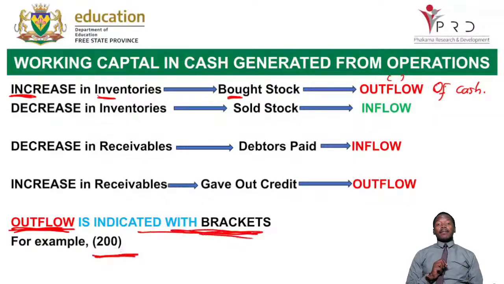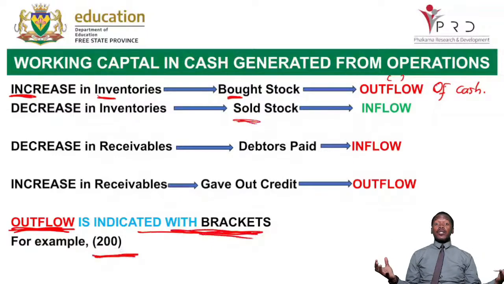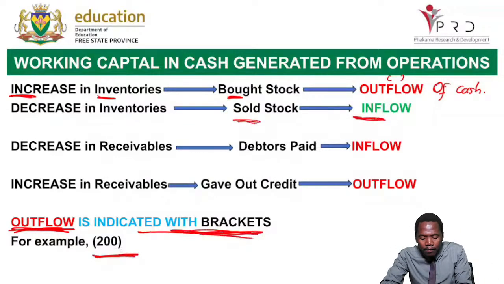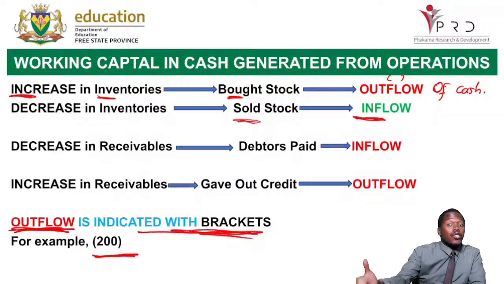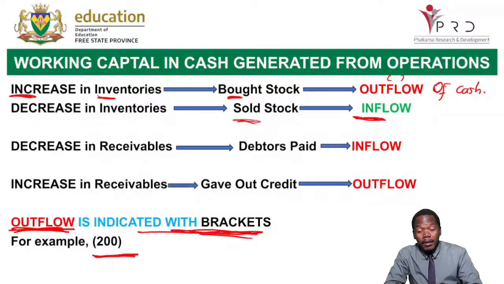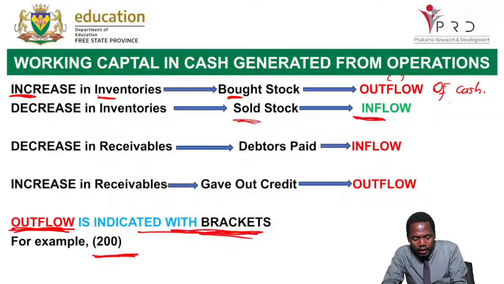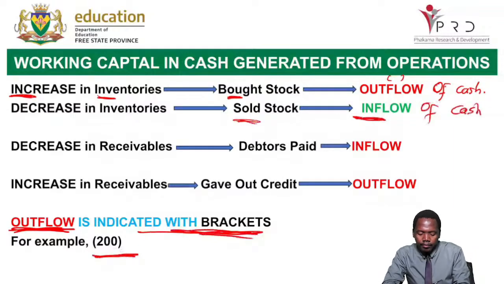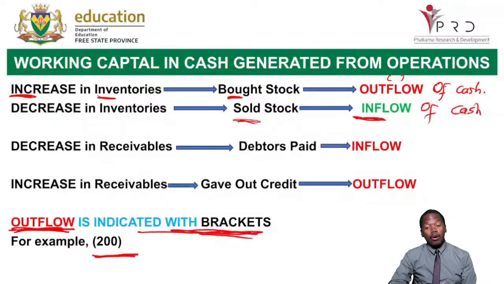But looking at the second one, a decrease in inventory. What resulted in a decrease in inventory? I want us to reason before we say inflow, outflow. A decrease in inventory was caused by us selling stock. Now, what is an implication to our cash? Because we are doing a cash flow statement, our worry is on cash. This has resulted in cash flowing into the business whenever we are selling stock. So this is an inflow of cash. Now, inflow of cash, no bracket.